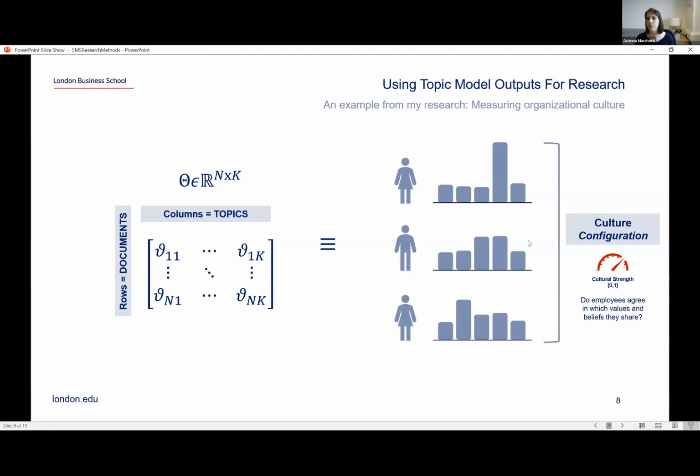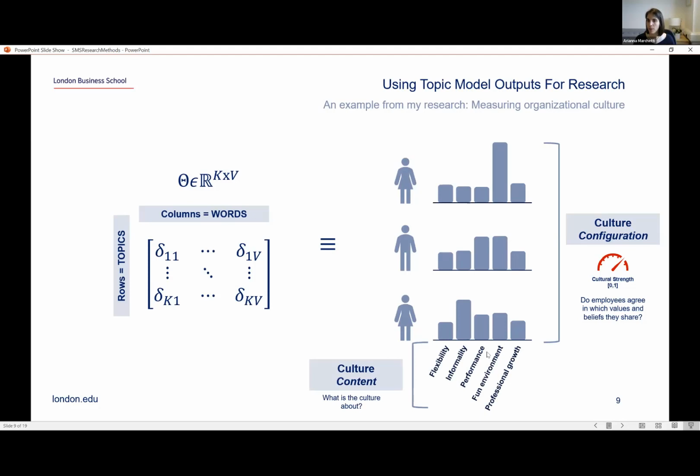And what I learn is whether people are talking about similar things, whether they're focusing on completely different things, and whether they have these spiky distributions, meaning that they really care about one topic only, or rather they talk about a lot of different things. And this to me gives me an idea of what I call cultural strength, which is how homogeneous the culture of this place is. And the second thing I do is using the, sorry, there's a typo, the topics over words matrix. I interpret the specific topics that the algorithm generates to understand the content of the culture, specifically which values and norms are people talking about when reviewing their companies online.